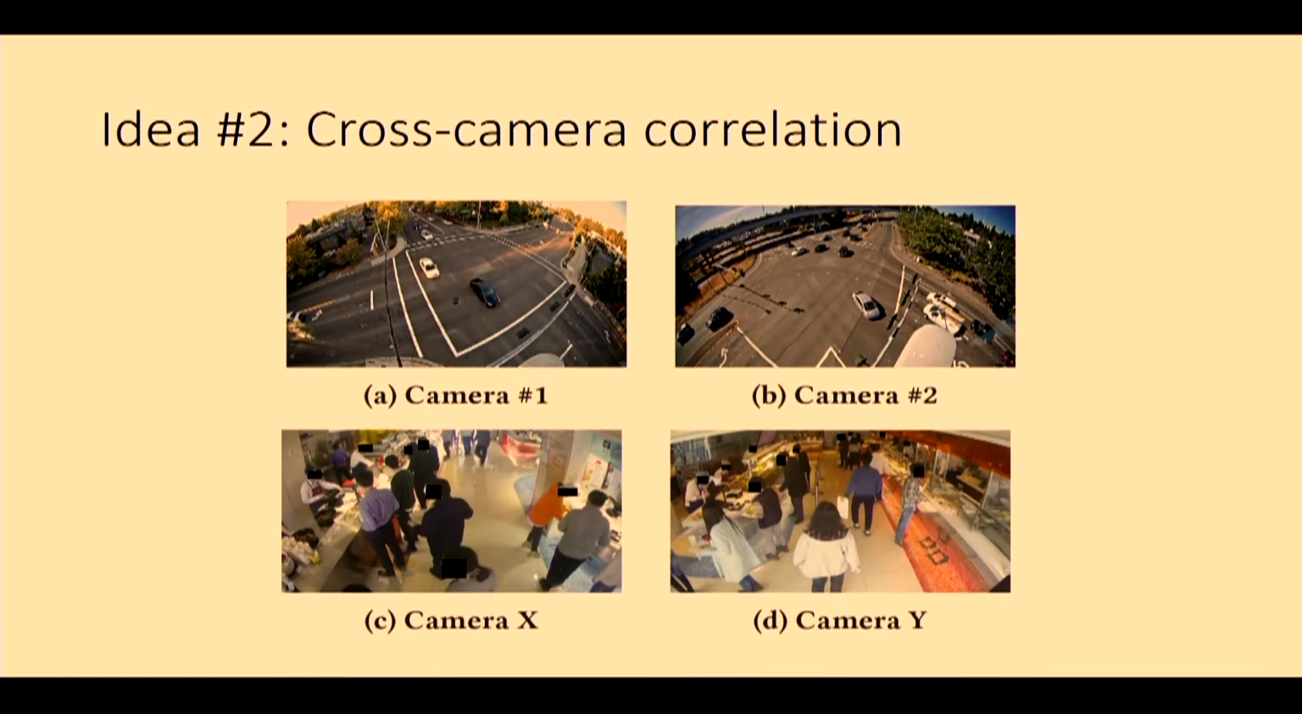So here's an example of related cameras. The top two are cameras at intersections, traffic cameras at intersections from our traffic data set. And there are different intersections, but they look kind of similar. The bottom two are cameras from our indoor cafeteria data set. And they're also different cameras, but again, they also look a little similar. So let's look at the top two cameras.